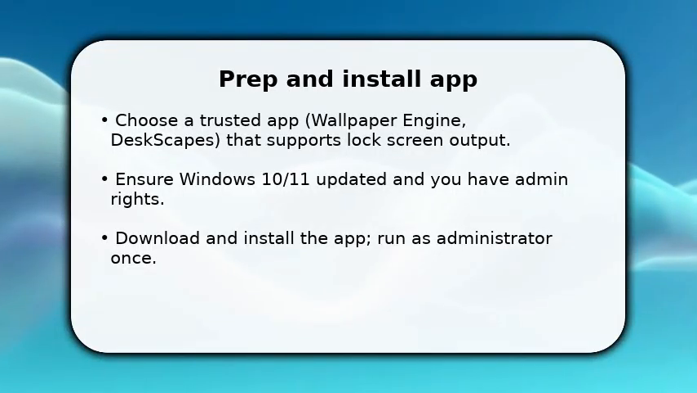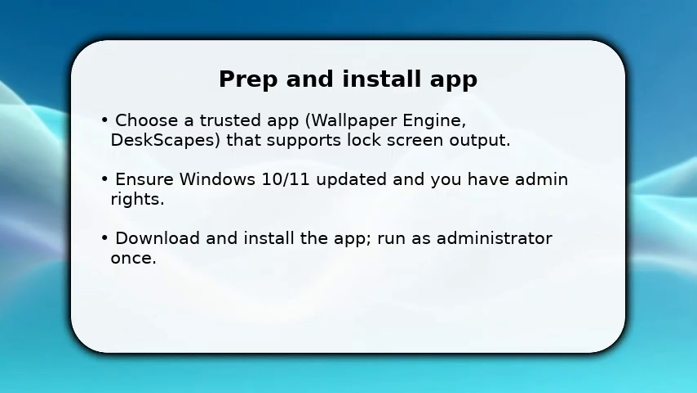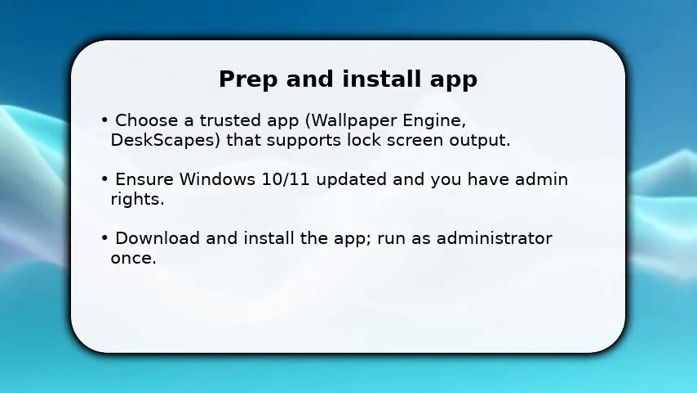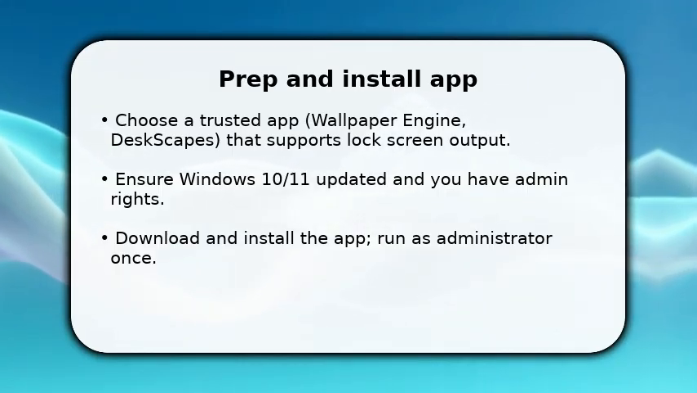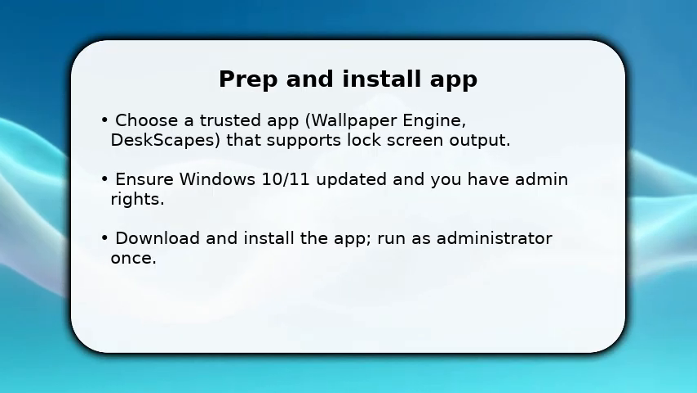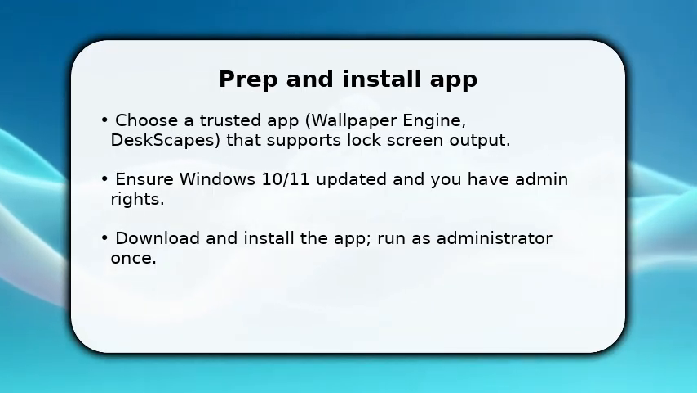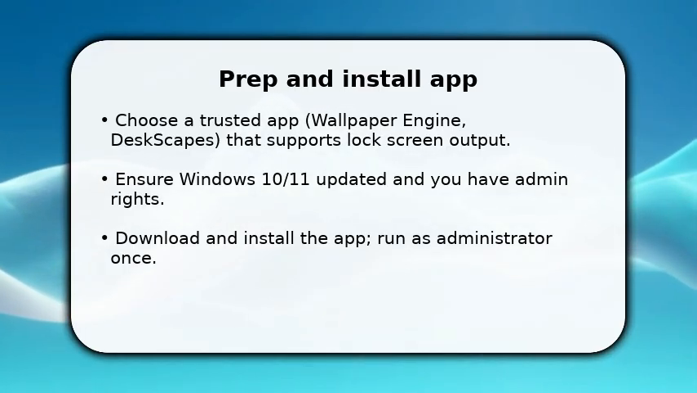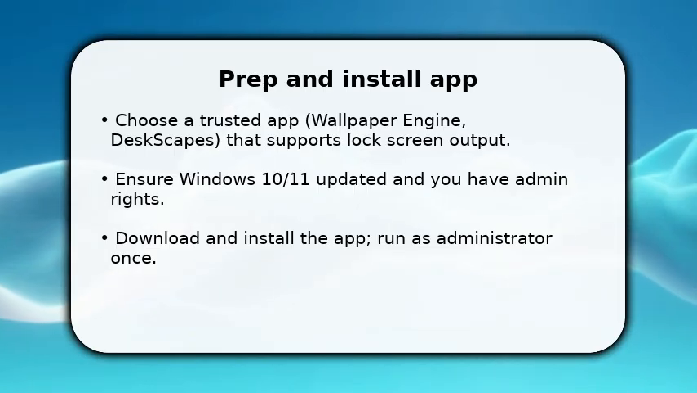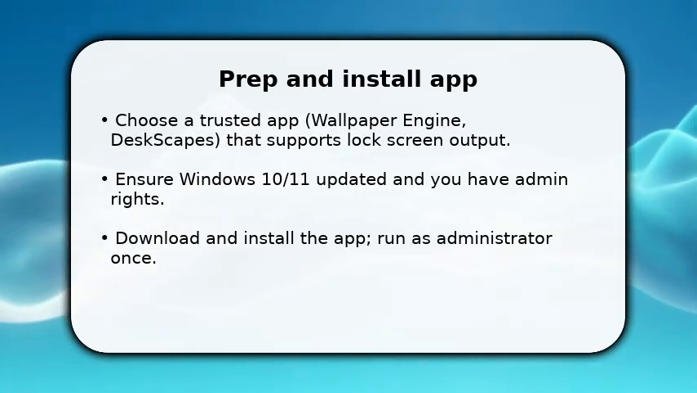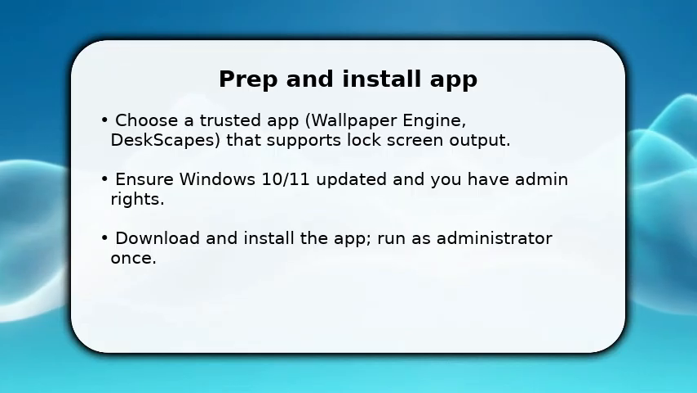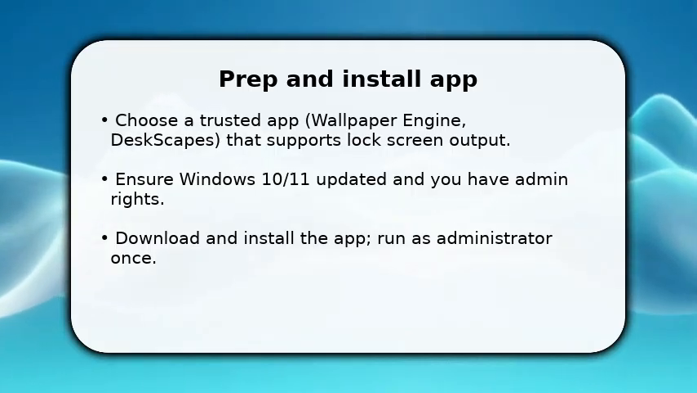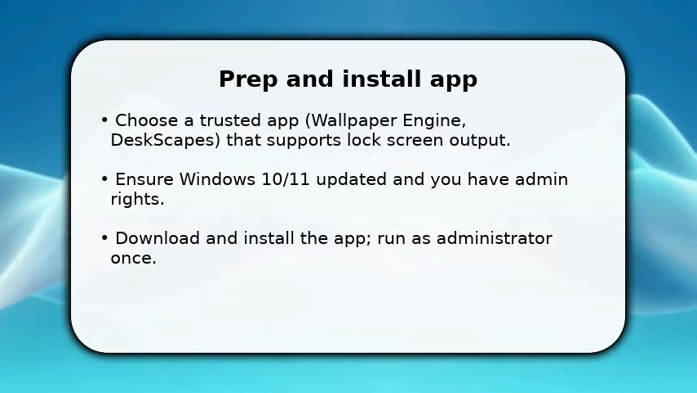You start by picking a trusted app that supports live output to the lock screen. I recommend one from a reputable source. Once chosen, make sure Windows is updated and you have administrator rights so the app can change system-level settings. Install the software and run it as administrator immediately after setup. This lets the program register itself to control lock screen assets. Doing this now prevents permission errors later and speeds the following configuration steps.